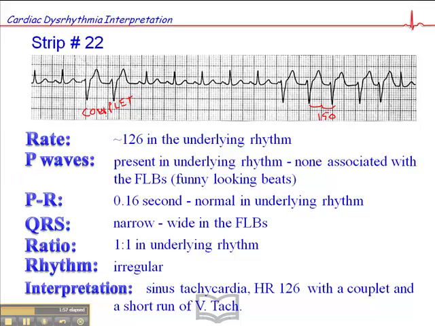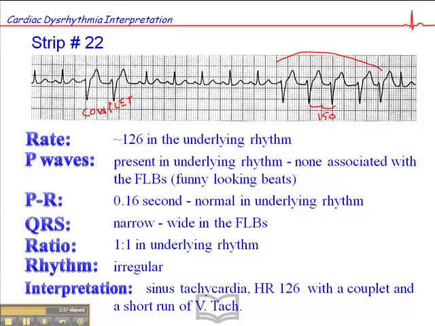Now, the important question here is, number one, how often are they having couplets? How often are they having runs of VTach? How long are these runs of VTach? This is a relatively short run of VTach, but are they having longer runs of VTach later on in the course of your assessment of the patient? And are they symptomatic with these couplets and these runs of VTach? Are they having dizziness, lightheadedness, nausea, vomiting, shortness of breath, chest discomfort, syncope, because sometimes patients will have syncope with short runs of VTach, just as they might with sinus arrest.